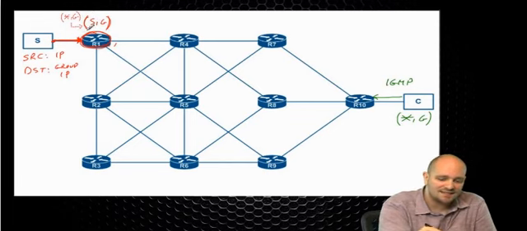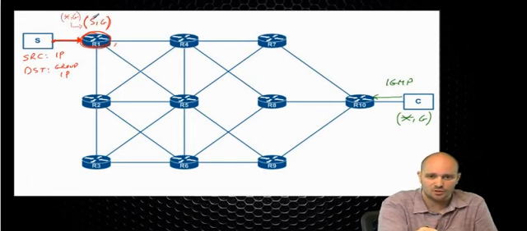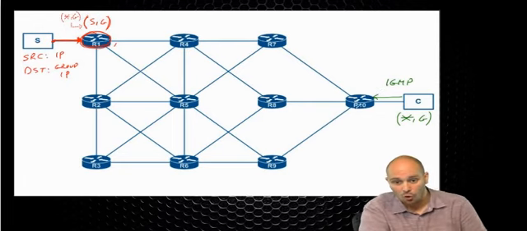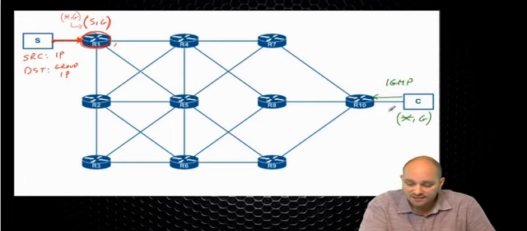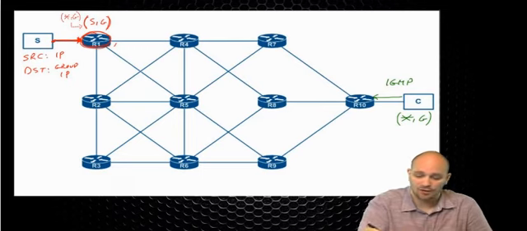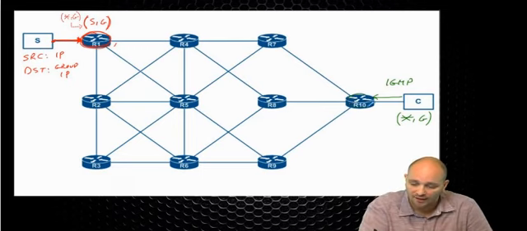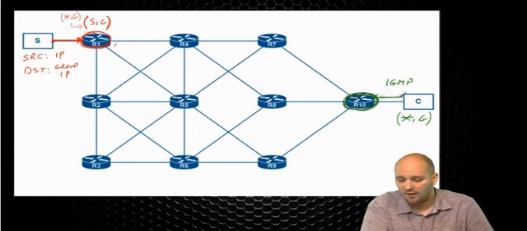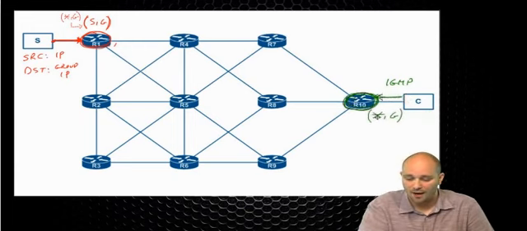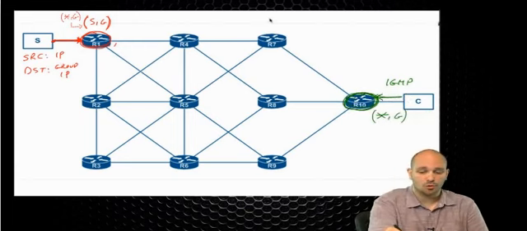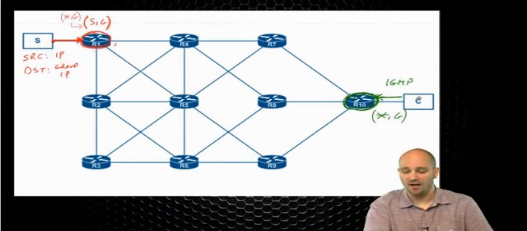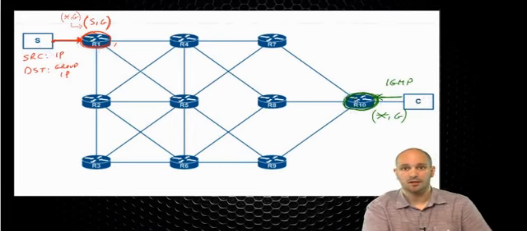But as I say, this star, G is not actually relevant on R1. What is relevant is this S, G. However, on this router, on R10, our star, G state is actually relevant. So now on R10, we say that R10 now knows that there is a client here interested in receiving traffic sent to group G. Now, here we have the source that R1 knows about, and here we have a client C that R10 knows about.